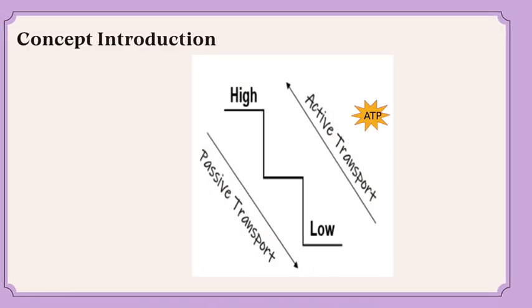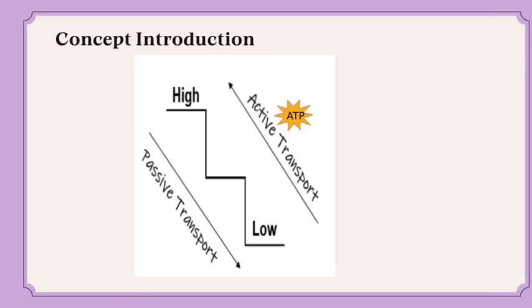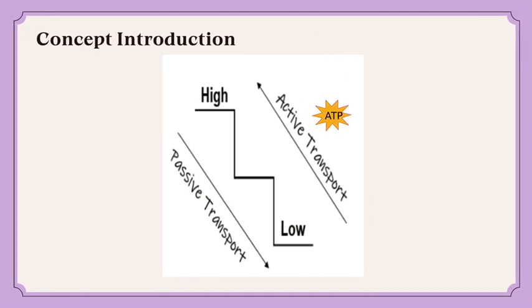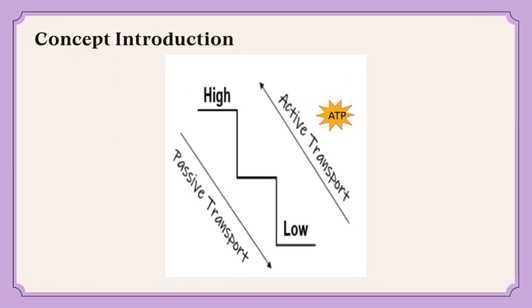To make it more visually easy to understand, I have this next slide. As you can see, passive transport starts from the highly concentrated area and goes down to the lowly concentrated area. In contrast to active transport, it starts from the low concentrated area and goes to the high concentrated area, but it requires ATP to do so.